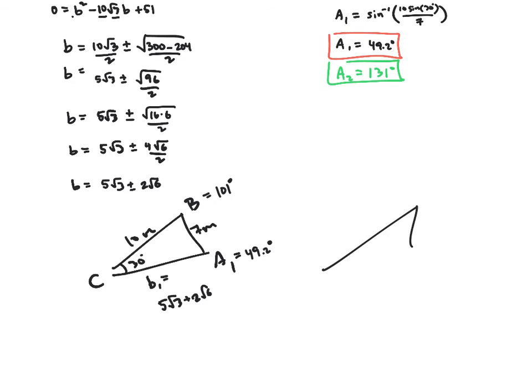Now the other triangle. Here's A2, which I said was 131. This was 30, so that's 161. That leaves 19 degrees left for B2. Nothing changed with C, nothing changed with the side lengths of 10 or 7. So B2 would be the smaller of the two, 5 root 3 minus 2 root 6.